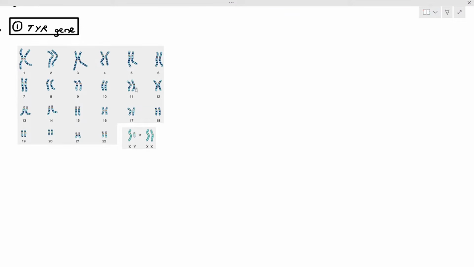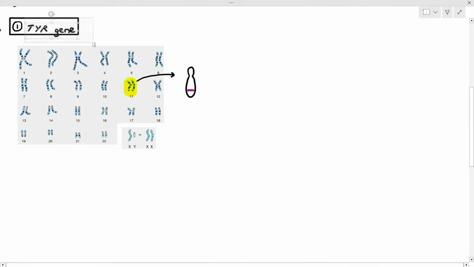As you can see, I'm showing you the list of the human chromosomes, all our 23 pairs of chromosomes. Now, I'm highlighting chromosome pair number 11 over there. And this pair number 11 over here is an autosome. It's not a sex chromosome, by the way. The TYR gene is located on chromosome number 11. You do not need to memorize that. You just need to know that the TYR gene is located on the autosome. It's not located on the sex chromosomes.